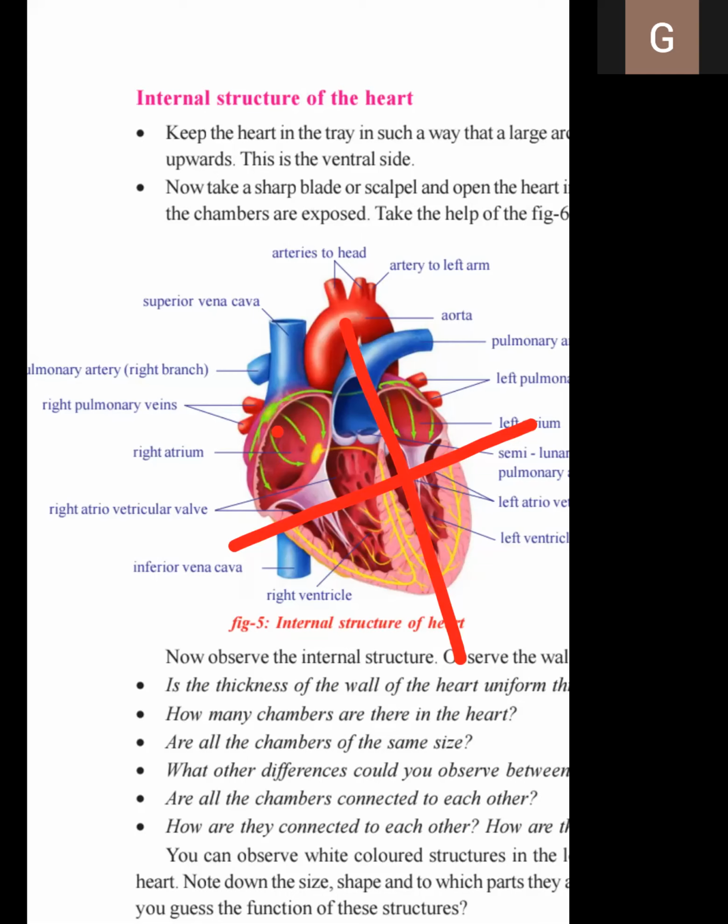The auricles and ventricles are separated by muscular partitions called septa. Okay, so those we call septa.